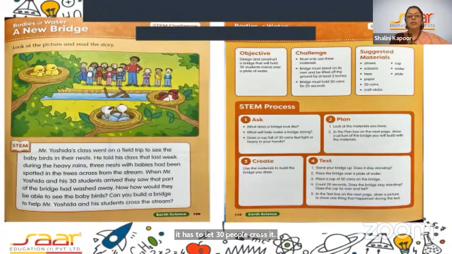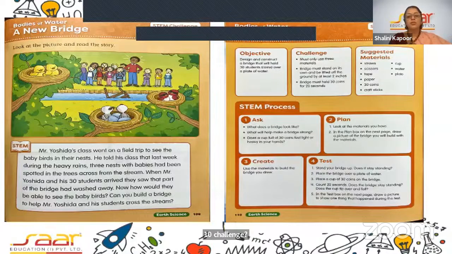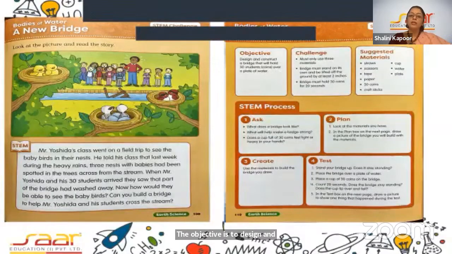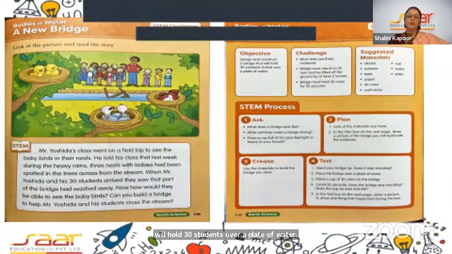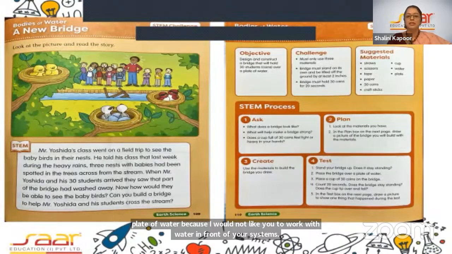Coming to the next page, what is the objective of the STEM challenge? The objective is to design and construct a bridge that will hold 30 students over a plate of water. Now, since we are working online, I have omitted the plate of water because I would not like you to work with water in front of your systems. I am personally scared, so excuse me for that liberty.